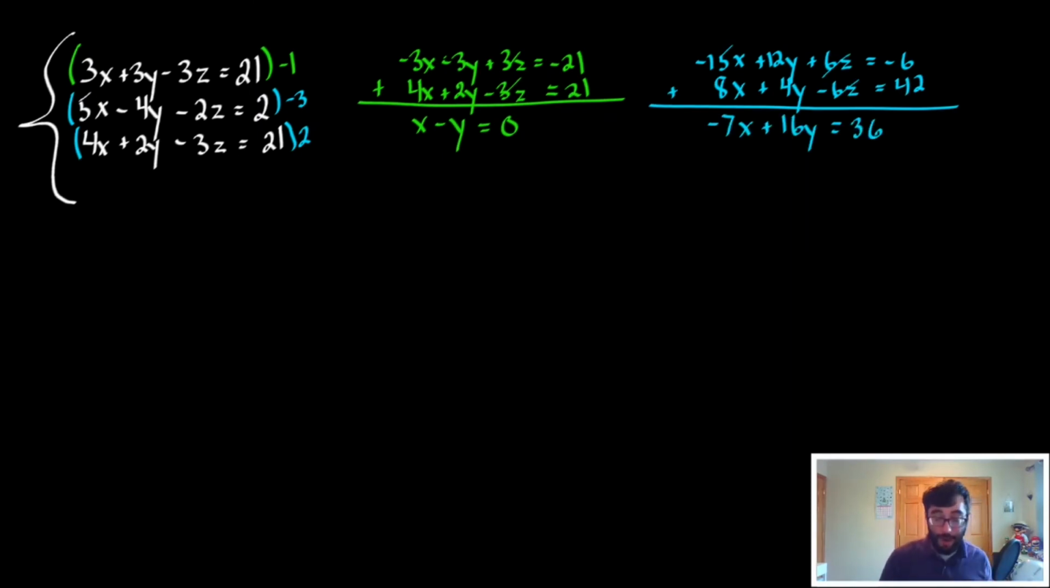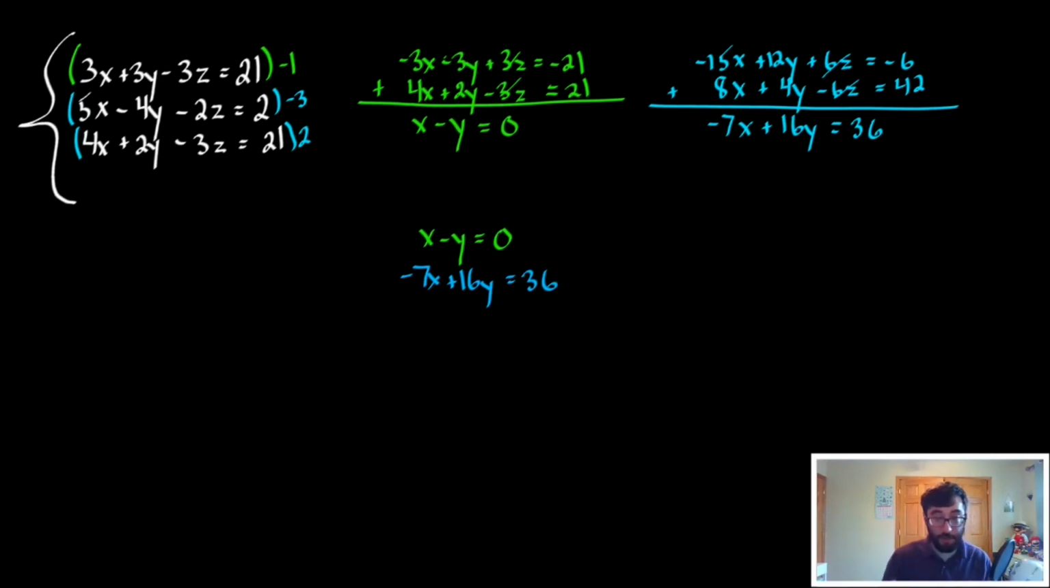Okay, so I went ahead and did that, and that left me with -7x plus 16y is equal to 36, okay? Now, I do have two new equations, so let me go ahead and write them on top of each other. I have x minus y is equal to 0. Let me write that 0 a little bit nicer, 0. And I also have -7x plus 16y is equal to 36, okay?